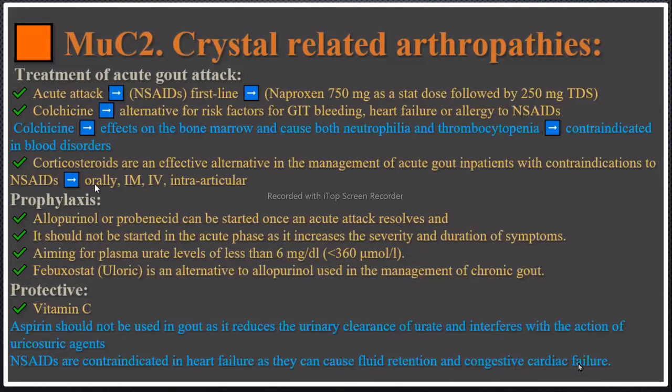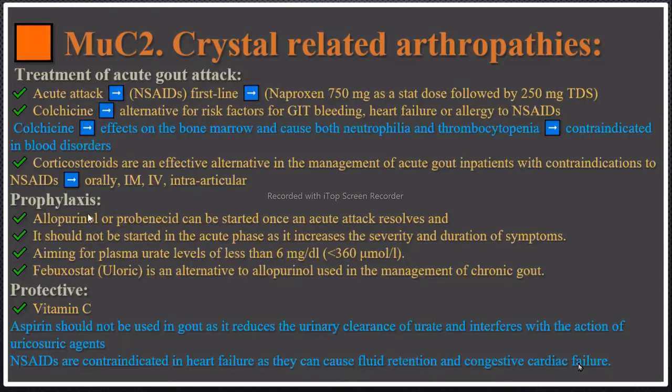You can give oral, IM, IV, intra-articular. You can inject in the joint. What about prophylaxis? We finished already the acute attack. So you can use allopurinol once the acute attack has resolved. So don't give it until you manage the acute attack. It should not be started in the acute phase. Why? It increases the severity and the duration of symptoms.